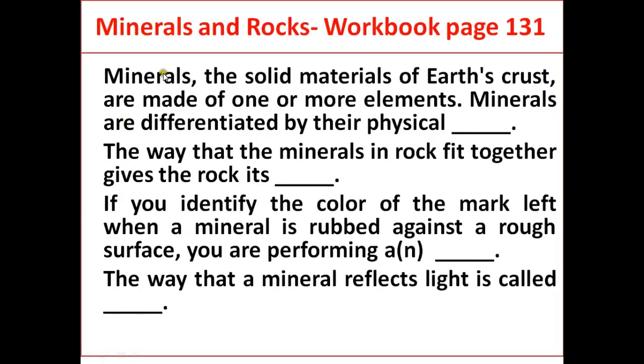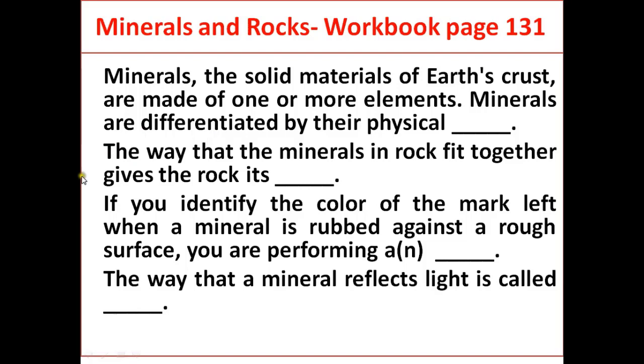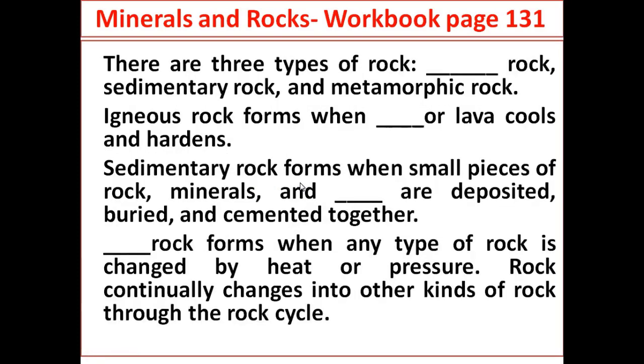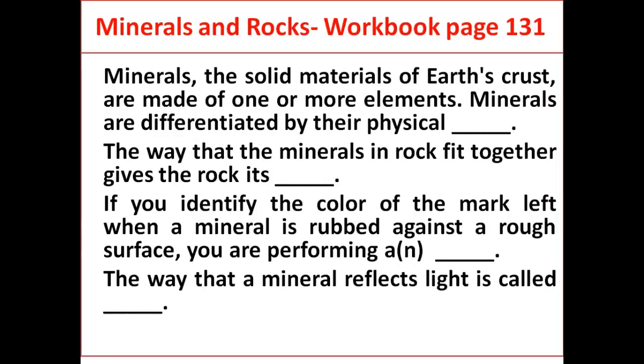First, minerals, the solid materials of the earth's crust, are made of one or more elements. Minerals are differentiated by their physical dash. So here we are going to choose the word from the table which we see here. Now the second thing: the way that the minerals in a rock fit together gives the rock its dash. Here, the second word again comes from this table. From this table we are going to use the words for every sentence.